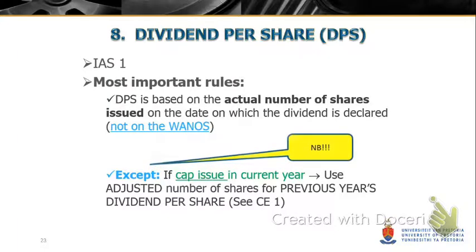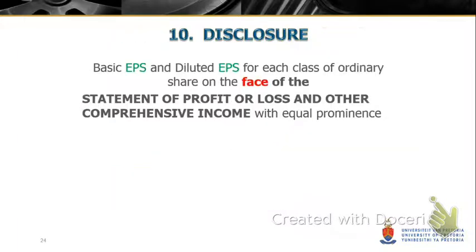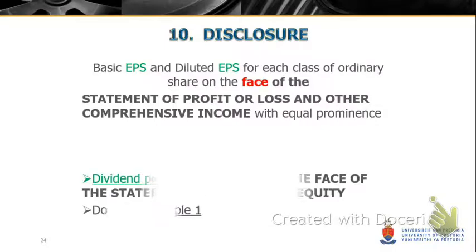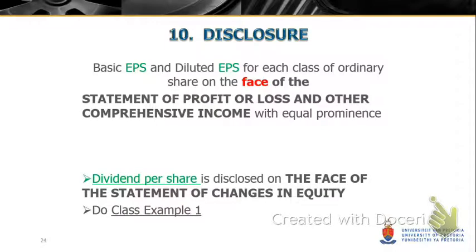Then let's have a look at the disclosure. Basic earnings per share and diluted earnings per share, which we will also deal with later, for each class of ordinary share is disclosed on the face of the statement of profit or loss and other comprehensive income with equal importance. In other words, basic EPS and diluted EPS have equal importance. The one mustn't be more prominent than the other. And then dividend per share is disclosed on the face of the statement of changes in equity.